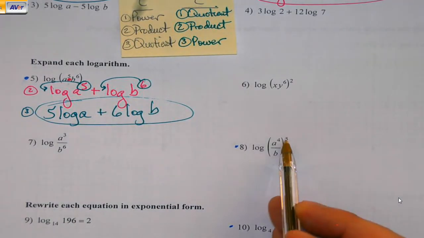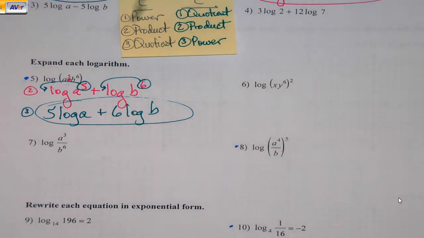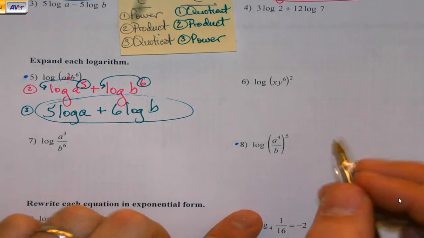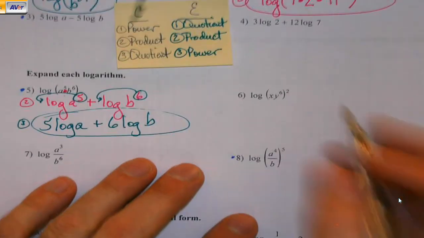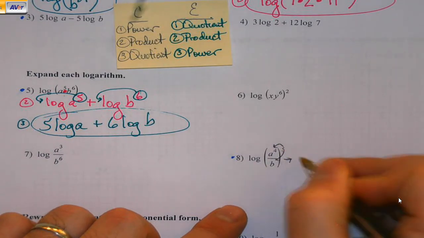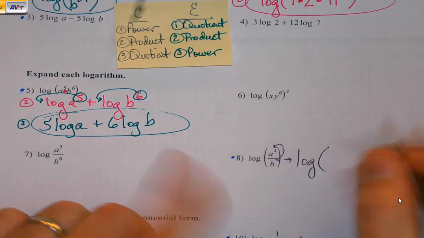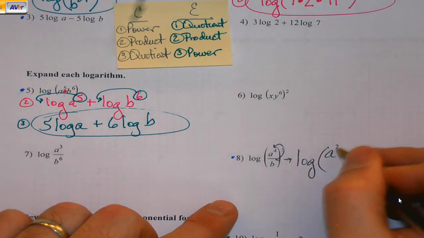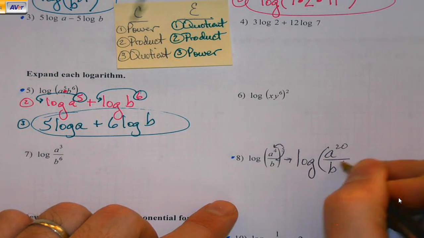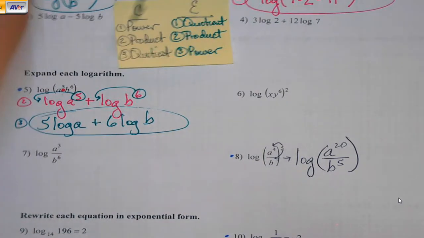If I've got an exponent outside the parentheses, like I do in 6 or 8 here, we're going to do one step first. We're going to take care of that right away so it doesn't confuse us. So right away, I'm going to do my exponent rules. And when it's power to power with exponents, we're multiplying them. So I'm going to rewrite that first so I don't have an exponent on the outside.